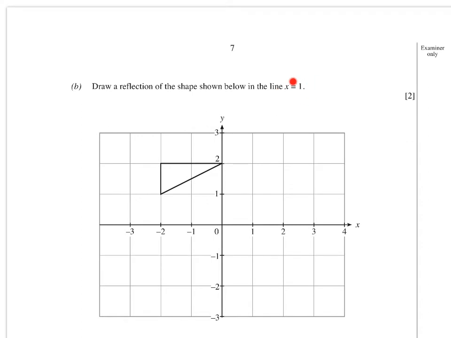So x equals 1 here. Right, do what it says on the tin. X equals 1. So here's the x-axis. Where's it equal to 1? Here. You draw a line that goes through this point, okay?